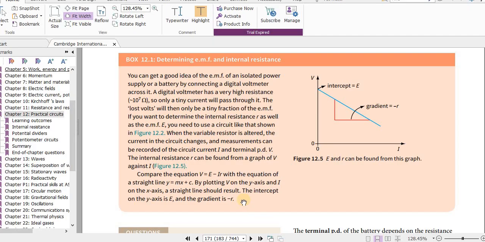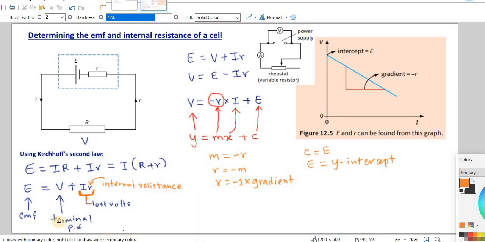So this experiment is very important. When the variable resistor is altered, the current in the circuit changes and measurements can be recorded for the current I and the terminal potential difference V. And these terms are very important. Again, terminal potential difference. So if you connect a voltmeter here or here, it will give the same reading for this place and this place, because this is just a wire. Same thing here. If you connect between this point and this point, but remember you can vary the potential difference.